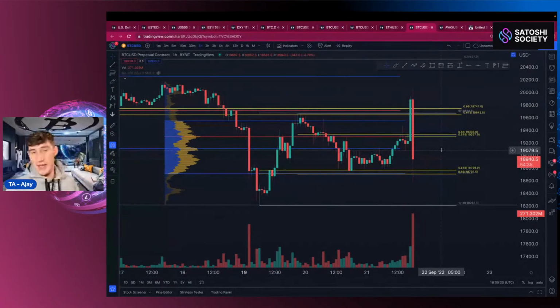If the Fed meeting wasn't going on, I'm pretty sure it would be a pretty good either short or long trade, depending on whichever side it broke towards, the upside or the downside. But yeah, as of right now, we are seeing a lot of volatility.